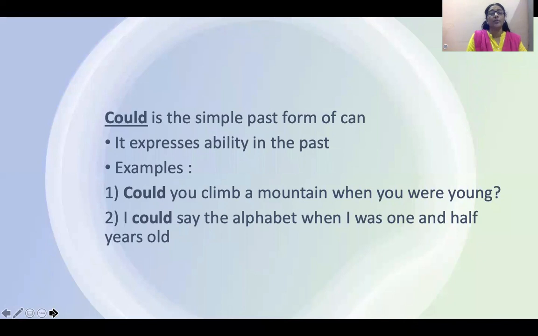Now we'll learn about could, C-O-U-L-D, could. It is the simple past form of can. It expresses the ability in the past. Examples: Could you climb a mountain when you were young? It's asking a question: were you able to climb the mountain when you were young? Second sentence, I could say the alphabet when I was 1.5 years old. I was able to say the alphabet when I was a small child, when I was 1.5 years old.